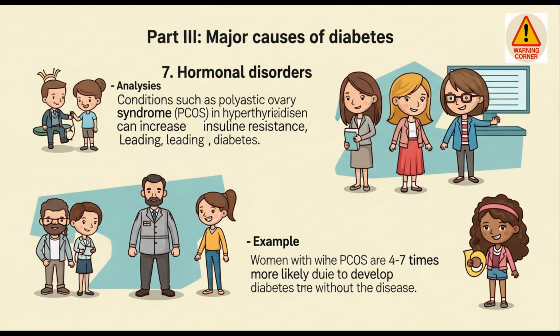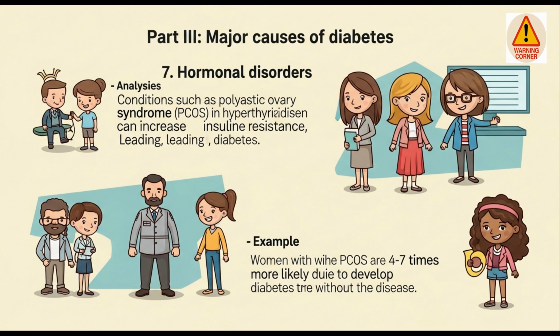Number 7. Endocrine disorders. Conditions such as polycystic ovary syndrome (PCOS) in women or hyperthyroidism can increase insulin resistance, leading to diabetes. PCOS is particularly associated with type 2 diabetes due to hormonal disorders. For example, women with PCOS are 4 to 7 times more likely to develop diabetes than women without the disease.